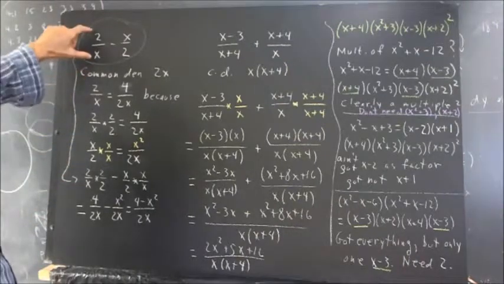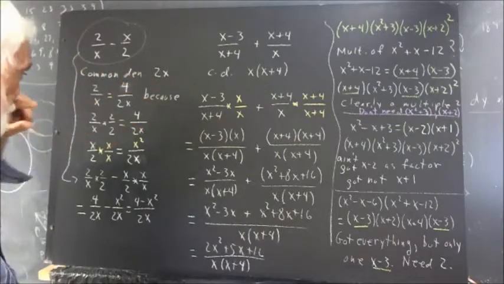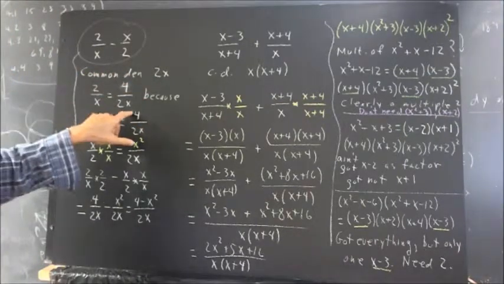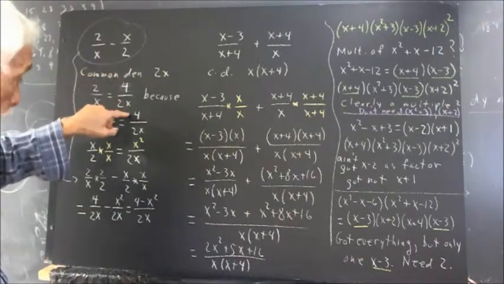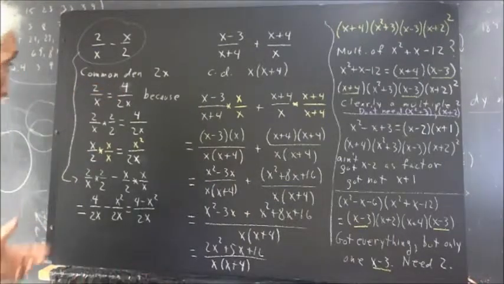So, we have 2 over x. We want to express that with the denominator 2x. Now we can verify that 2 over x is 4 divided by 2x, because if we divide 4 by 2, we get 2 over x. So clearly this is true. How do we discover this, or how do we do this?